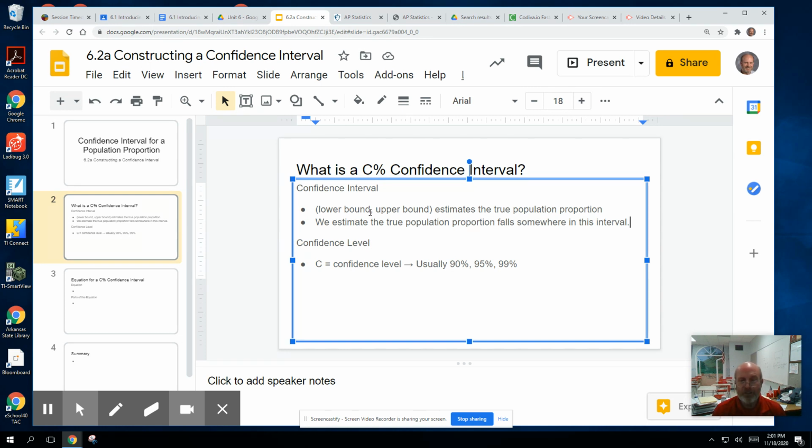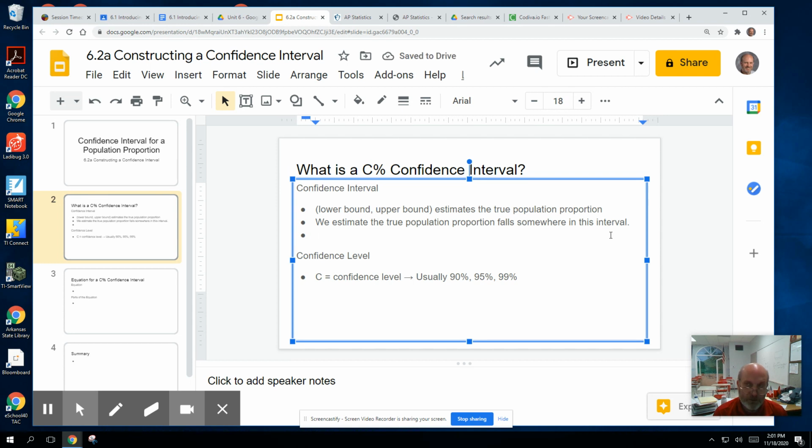It is assigned a confidence level, and it's built by using a sample proportion, so we're going to do a p hat, and then we're going to add and subtract to get that upper bound and that lower bound. We're going to add and subtract a margin of error. I'm going to call it MOE, margin of error.